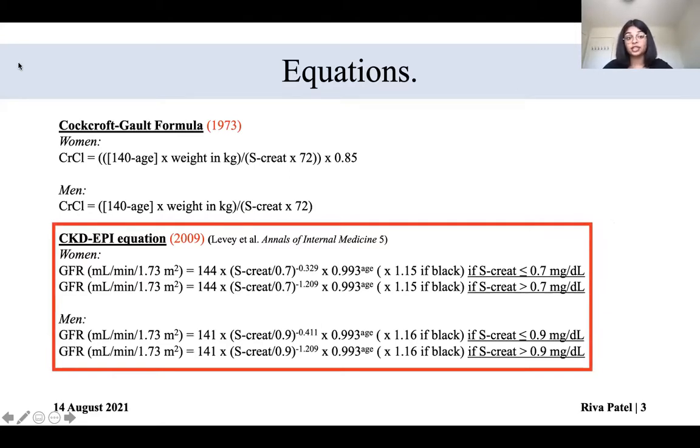In 1973, the Cockcroft-Gault formula was created and put into practice. This equation measured creatinine clearance from the body, which is one parameter used for estimating AKI. In 2009, the CKD-EPI equation was created, and it takes serum creatinine, age, and ethnicity into consideration when estimating glomerular filtration rate. The use of this equation is encouraged by the National Kidney Association.